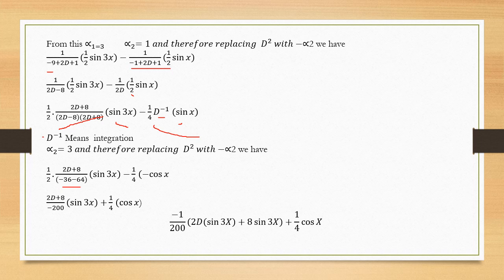Then sine of 3x. Remember, the D inverse, when you integrate the sine x, will give you negative cos x. Now the negative and negative will cancel, giving us the positive, and then this will remain 2D. Remember, negative 36 minus 64 will give you negative 100, then multiplied by 2, giving you negative 200. So this one, the 2D plus 8 will operate on sine 3x, therefore negative 1 over 200 into 2D sine 3x plus 8 sine 3x plus 1 over 4.